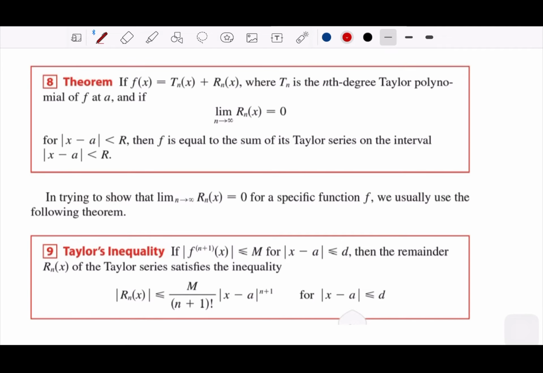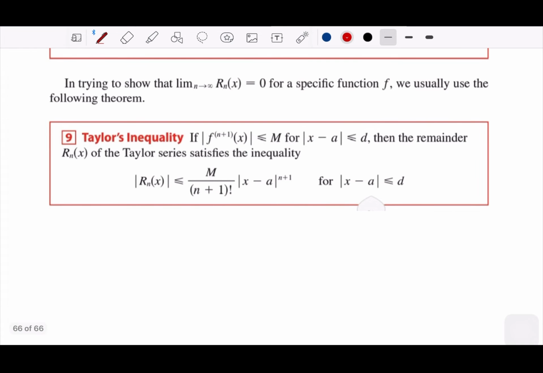But then, how can we show that this limit of the remainder is going to be 0? We are going to use this inequality. And how to make sense of this inequality? Maybe I will show you how. So first, let n equal 1.